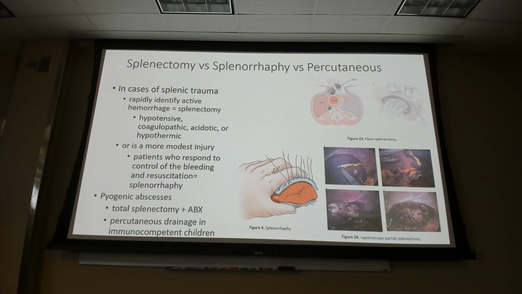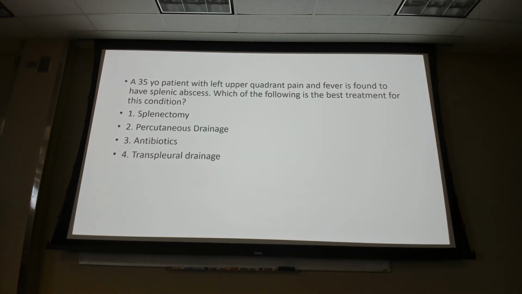One of the things we need to consider though is abscesses can happen after this, so definitely from trauma we can get some sort of fluid in there and it becomes infected. So that patient will typically require a total splenectomy plus antibiotics. And yeah, we just talked about it. So this is going to be your splenectomy patient if you have an abscess.